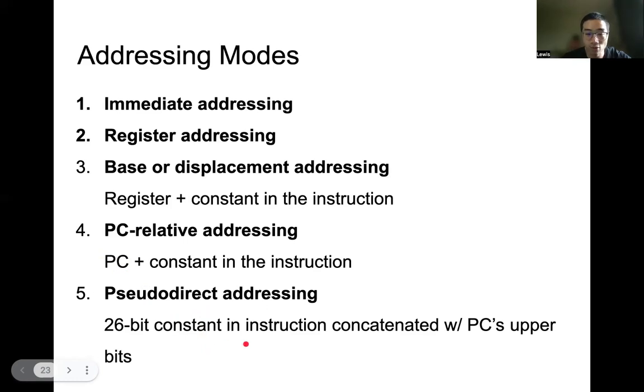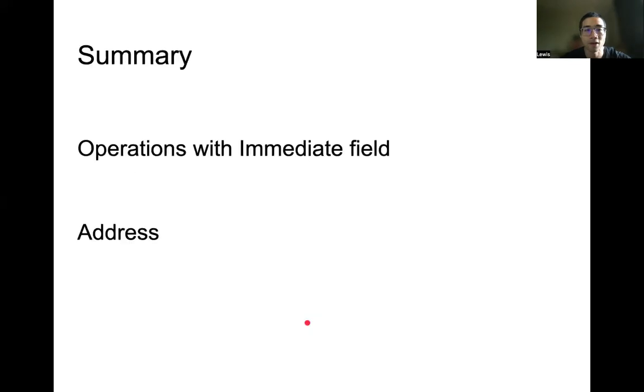a 26-bit constant in your instruction, and then you just concatenate it with whatever you have in your PC's upper bits, because remember, for the jump instruction, you only replace the lower 28 bits. And that's all the addressing modes that you are going to deal with inside the MIPS design. In summary, we talked about operations with the immediate field, and in particular, this is very useful for specifying addresses.